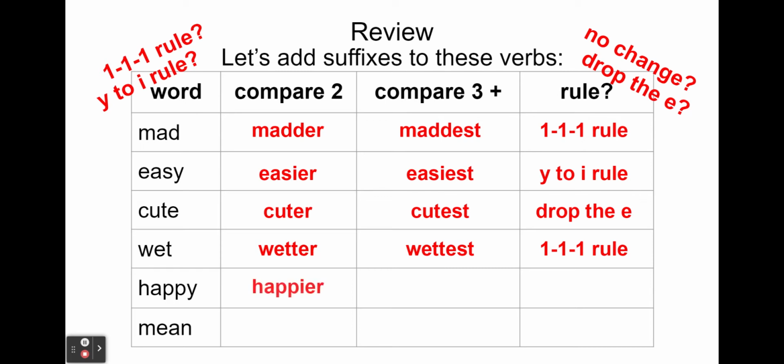Happy, happier, happiest. What rule did you use? Right, go back to that root word if you need to, right? Happy ends with a Y. But look what we did. Happier, happiest. The Y to I rule.